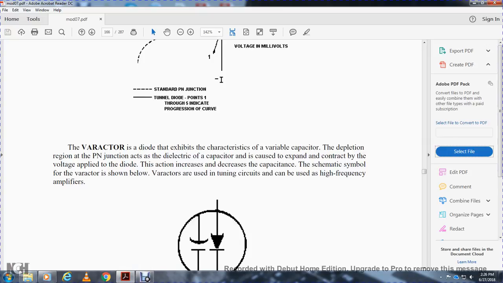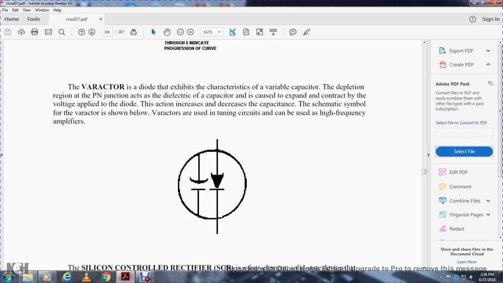The varactor is a diode that exhibits the characteristics of a variable capacitor. The depletion region of the P-N junction acts as the dielectric of a capacitor, and it expands and contracts with the voltage applied to the diode. The capacitance decreases as the reverse voltage increases. The schematic symbol of the varactor is shown. Varactors are used in tuning circuits and in high frequency amplifiers.